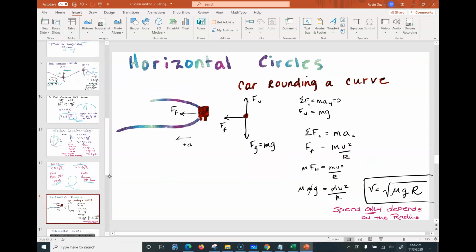All right, let's start thinking about horizontal circles. So things that are moving in a horizontal surface circle. So that could be like if you're twirling a stopper on a string. We did labs like that last year. If it's a car driving around a circle, or even just rounding a bend, anything like that.